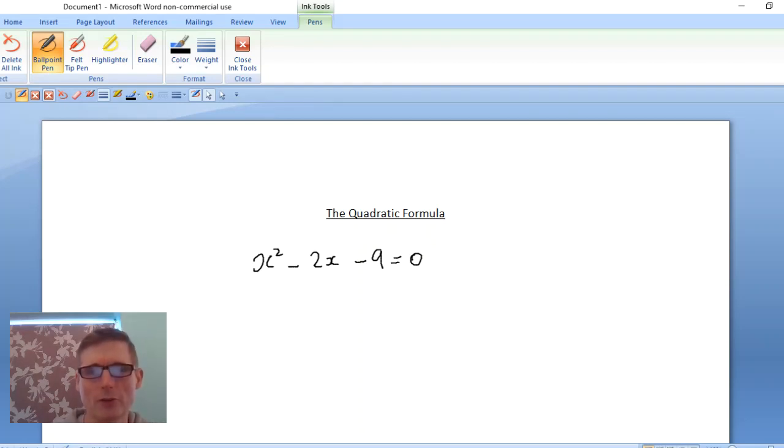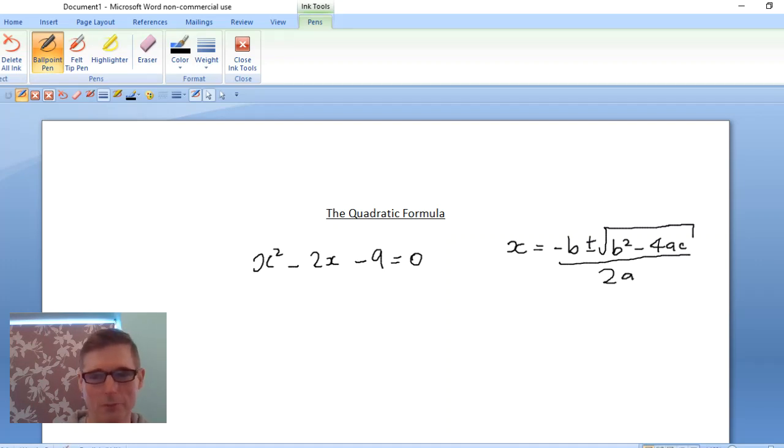Today I'm going to talk about using the quadratic formula, which is often used for more difficult quadratic equations which we might have trouble factorising and putting into two brackets. The quadratic formula is x is equal to minus b plus or minus the square root of b squared minus 4ac all over 2a, which looks very complicated and a bit frightening.